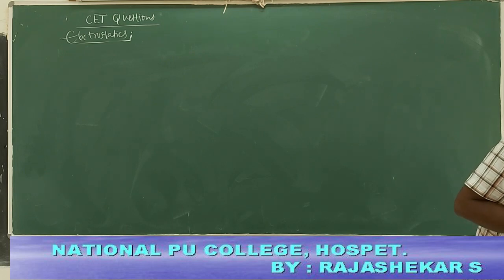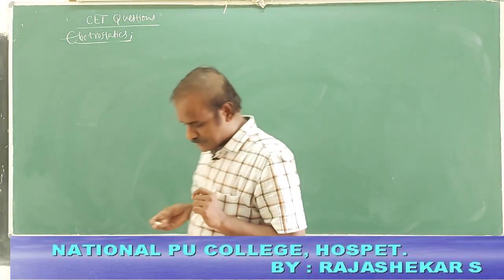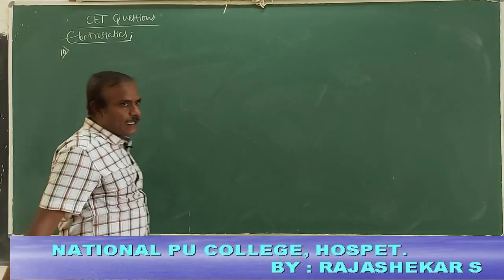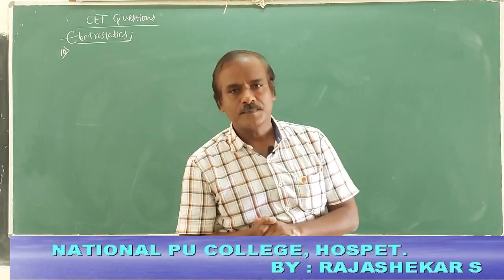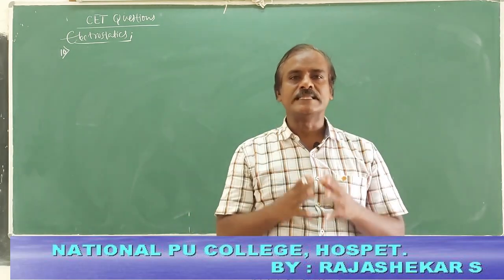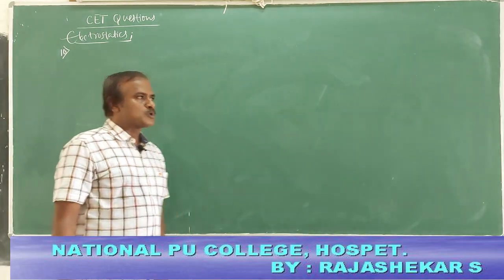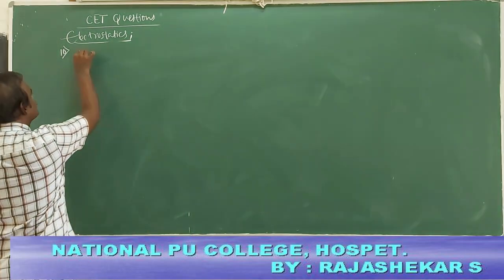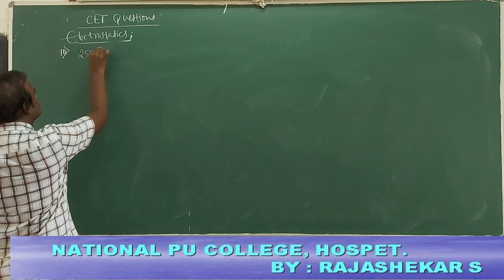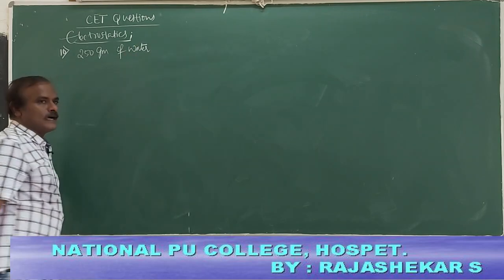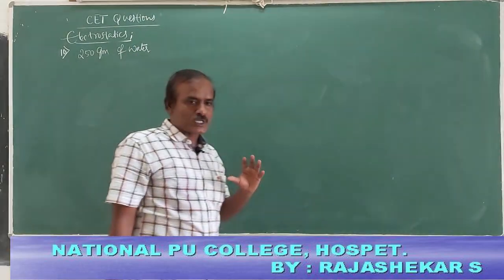Accordingly, I select question number 10 from the chapter electric charges and fields. The question is: a cup contains 250 gram of water. Find the number of positive charges present in that cup. You have to find the number of positive charges in the 250 gram of water. So 250 gram of water is given, students, in a cup, and you are asked to find how many positive charges are present in that cup.